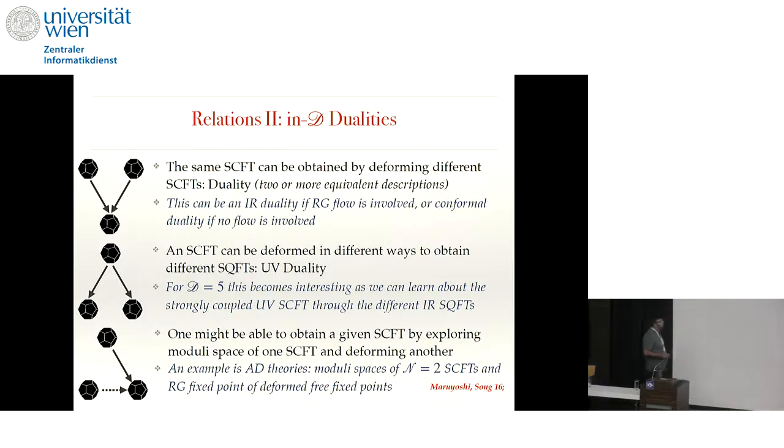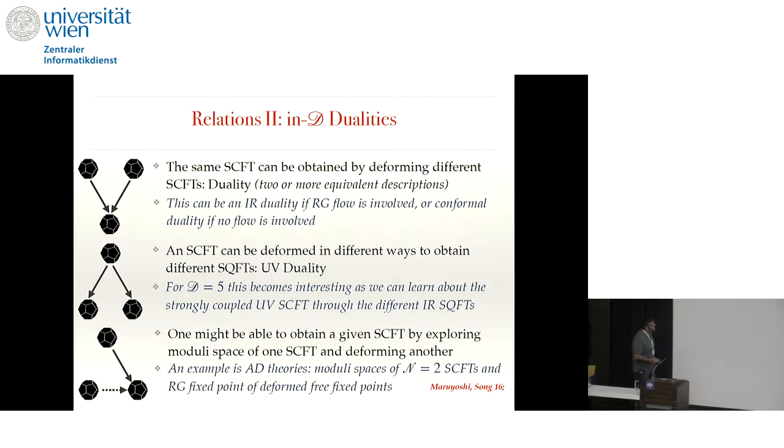There are 2 types of dualities. There are actually more than 2 types of duality as is written here, but the first type of duality is as follows. You start from 2 different quantum field theories, deform them in different ways, and you obtain the same physics in the infrared. So in the infrared, if an RG flow is involved, but this duality can also be completely conformal with no renormalization group flow involved.